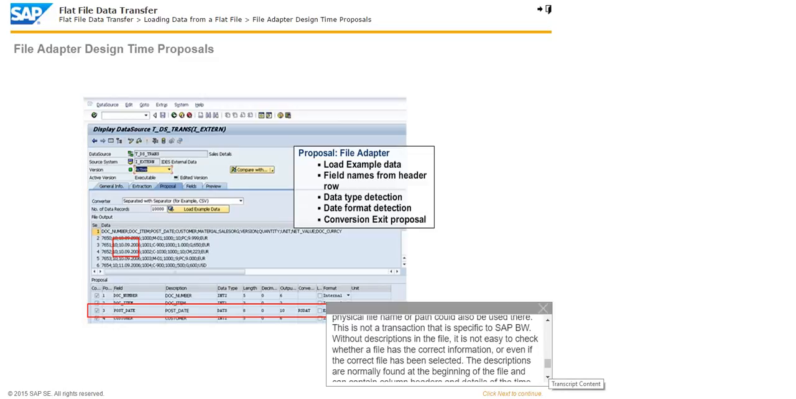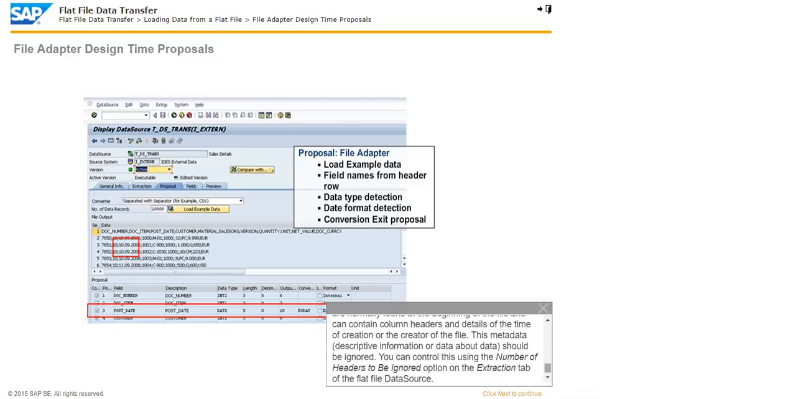Without descriptions in the file, it is not easy to check whether a file has the correct information or even if the correct file has been selected. The descriptions are normally found at the beginning of the file and can contain column headers and details of the time of creation or the creator of the file. This metadata, that is, descriptive information or data about data, should be ignored. You can control this using the number of headers to be ignored option on the Extraction tab of the flat file data source.